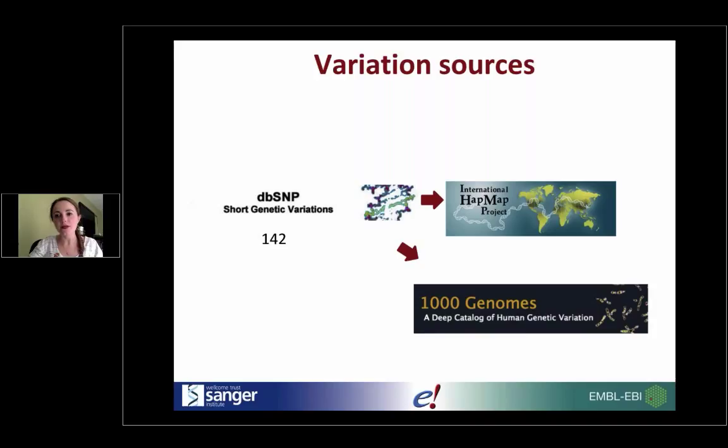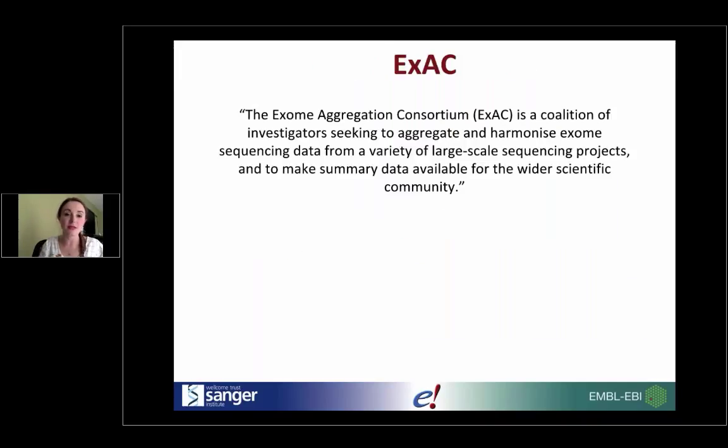So in the previous version of Ensembl, we had dbSNP 142, which featured data from a number of sources, two of them being the International HapMap project and the 1000 Genomes project. When we've gone into Ensembl 82, we've updated our dbSNP to 144, and we've pulled in data from ExAC, which is a fantastic project. So this is a statement, a description from ExAC themselves of what they are.